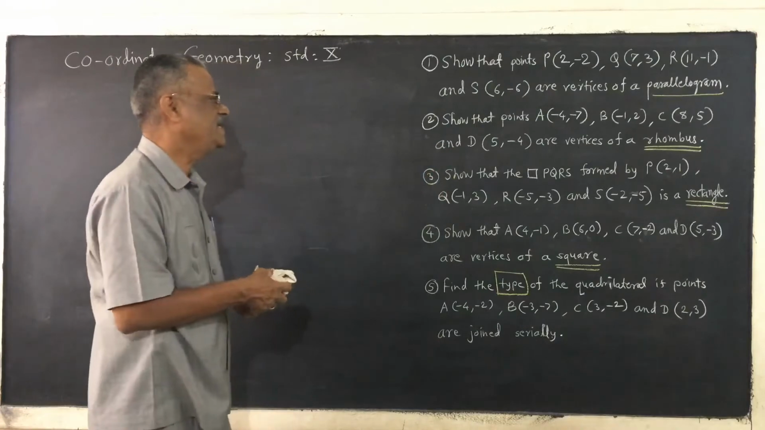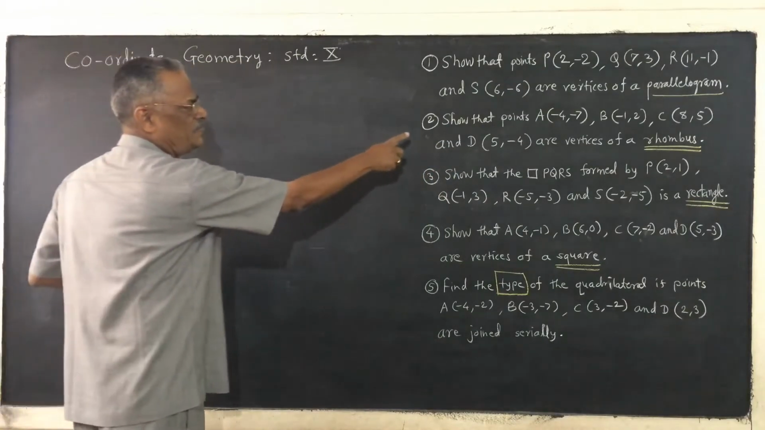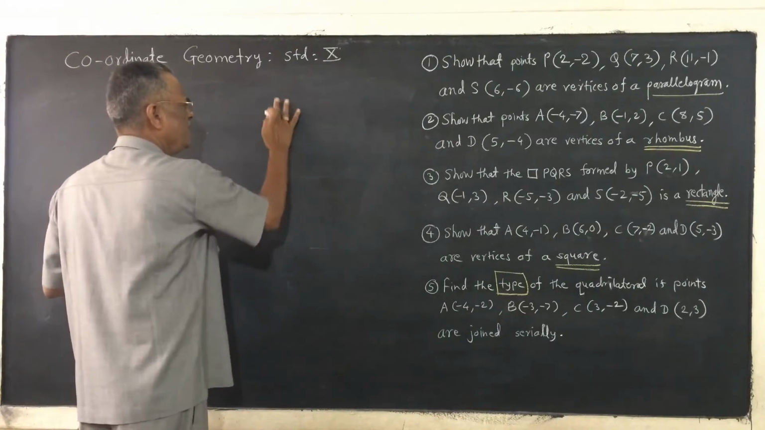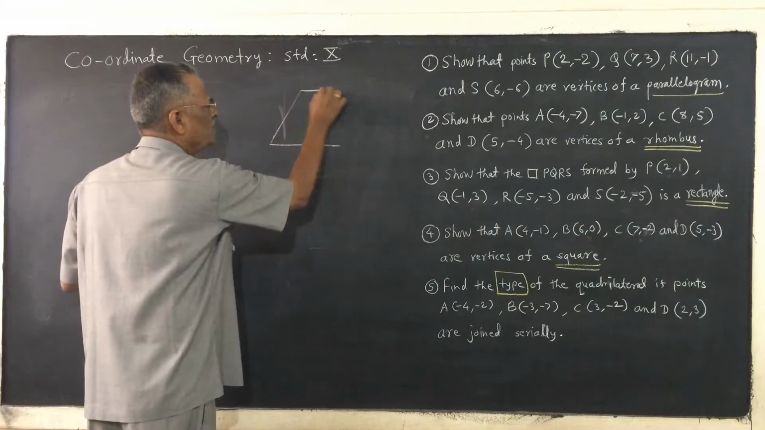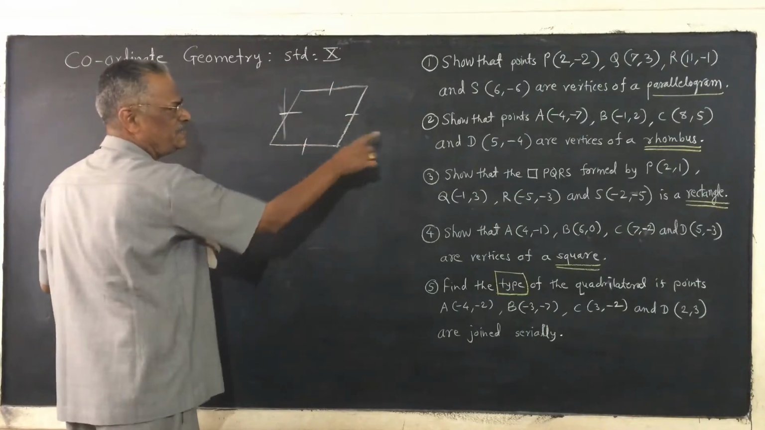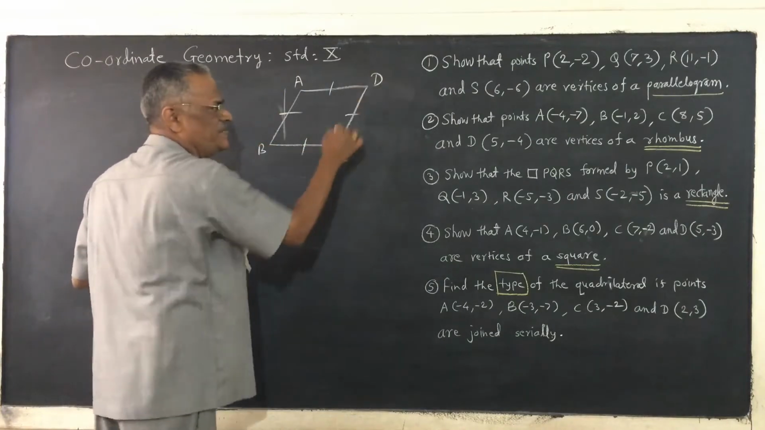So what is that for the rhombus? We have to show that it is a rhombus. So draw the simple diagram. You know the property of a rhombus: all sides are equal. Give the names A, B, C, D.